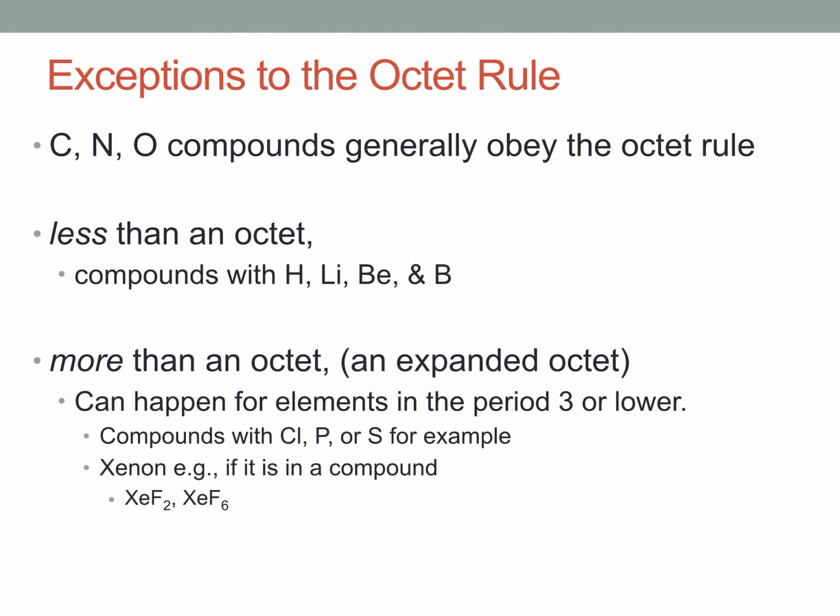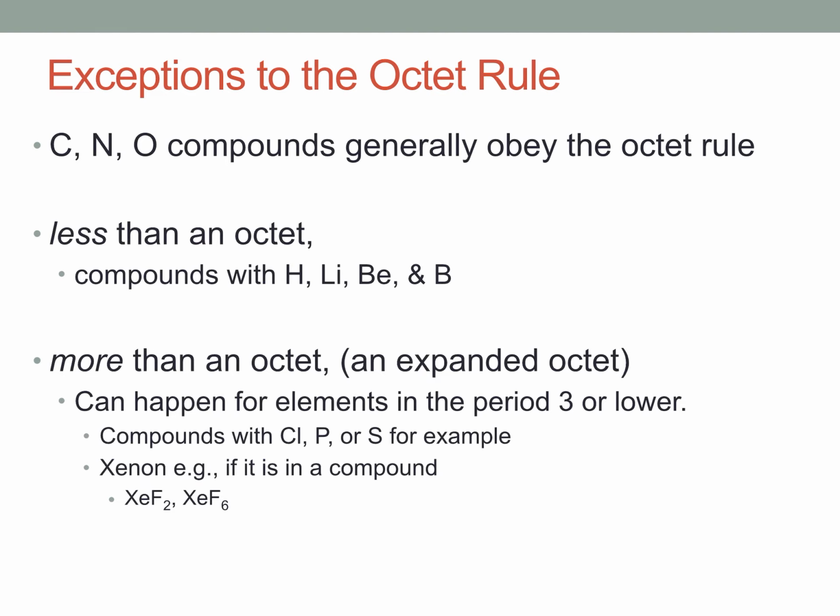Now we're going to look at exceptions to the octet rule. So we've already looked at one. We've looked at hydrogen can have a duet. Lithium, beryllium, and boron also can have less than an octet, and that's not the whole list of who can have less than an octet, because even nitrogen can have less than an octet. But these are the ones we're going to focus on right here.